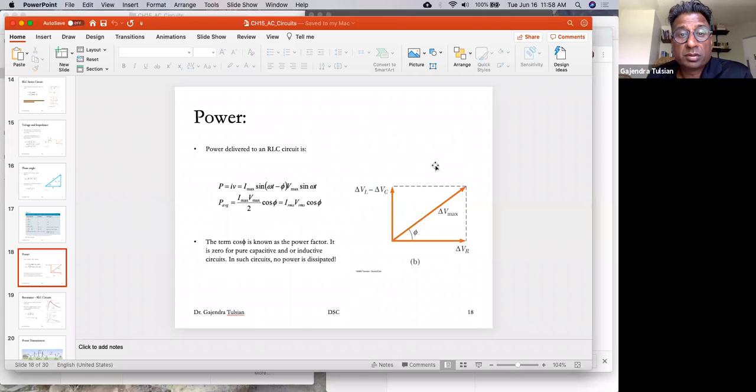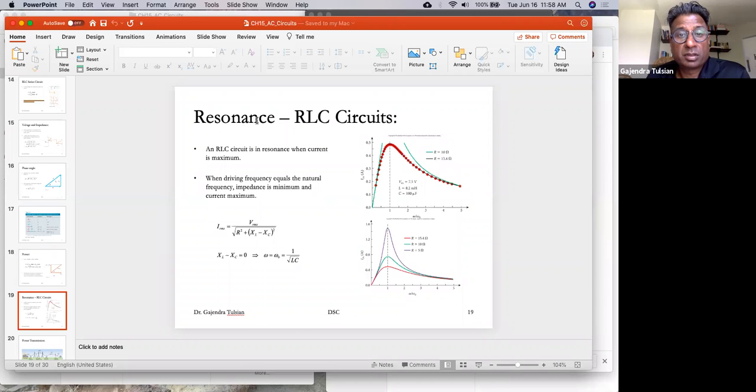All right, so that's called resonance, and an RLC circuit is in resonance when current is maximum. I RMS is V RMS divided by the impedance. When the denominator is minimum, then current is maximum. The resistance is not dependent on frequency, only this part is dependent on frequency. And so when that is 0, the frequency is 1 over square root of LC.